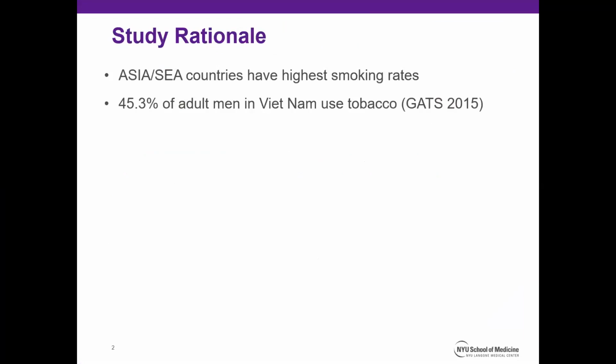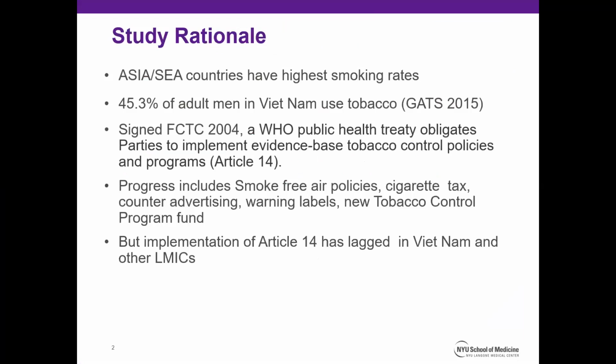Many of you may know that tobacco use rates are very high in Southeast Asia and Asia. Actually, the adult smoking rates in Vietnam haven't budged since the last GATS survey in 2010, which is disappointing because Vietnam has done a lot: put in appropriate air policies and recently increased the tax to create a tobacco fund. They signed the Framework Convention on Tobacco Control in 2004.